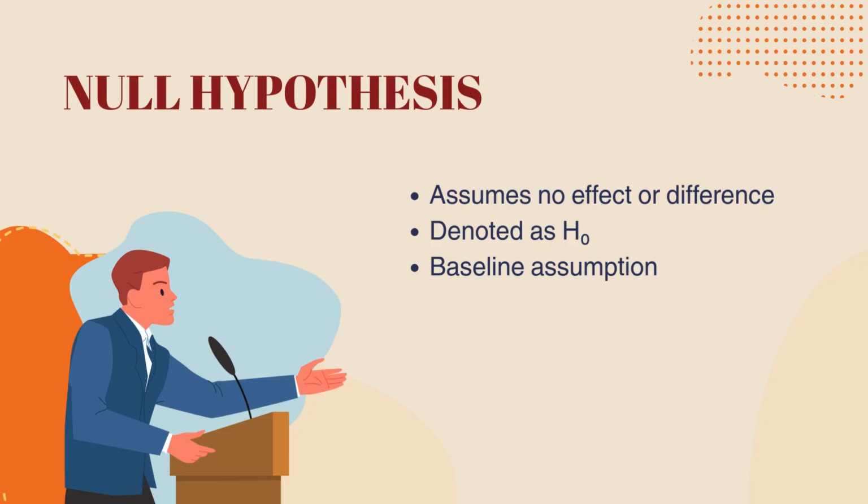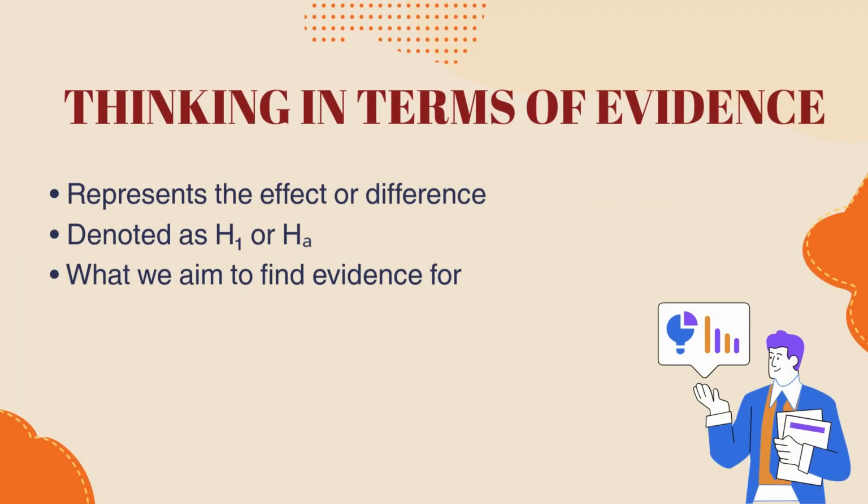Null and alternative hypotheses. In hypothesis testing, we always define two competing statements. The null hypothesis assumes no effect or no difference. The alternative hypothesis represents the effect or difference we are investigating. We don't try to prove the null hypothesis. Instead, we test whether there is enough evidence to reject it.